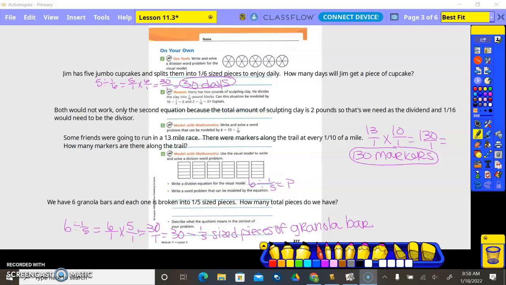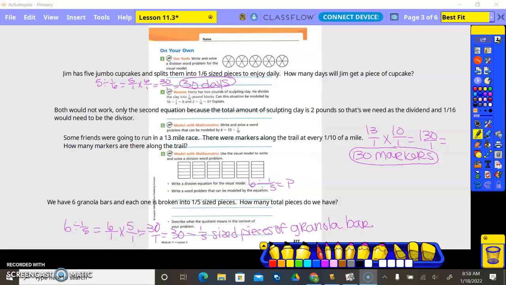Number 5, model with mathematics. Write and solve a word problem that can be modeled by K equals 13 divided by 1/10. Some friends were going to run in a 13-mile race. There were markers along the trail at every 1/10 of a mile. How many markers are there along the trail? So we then took 13 divided by 1/10, which equals 13 over 1, times 10 over 1, which equals 130 over 1, which meant there were 130 markers along the trail.